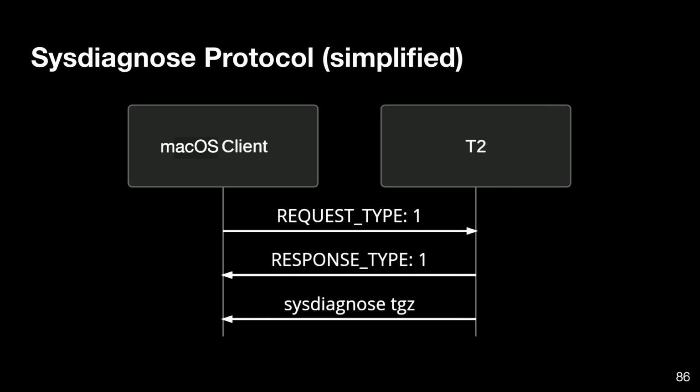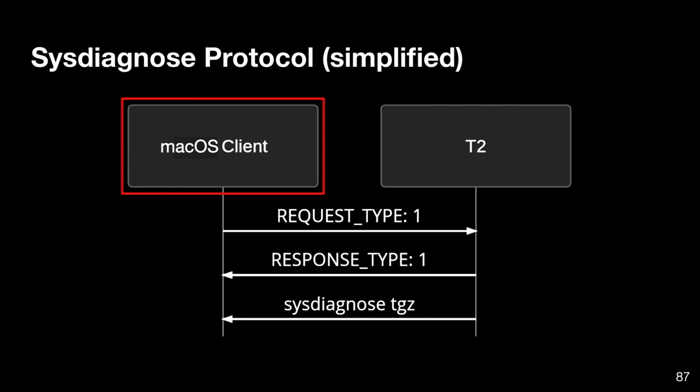So now that we understand this, sysdiagnose looks pretty simple. There's a simple message, request type equals 1, sent from the client to the T2. The T2 sends back a message saying response type equals 1, and then a few seconds later sends back a big data transfer that is the sysdiagnose tar.gz.